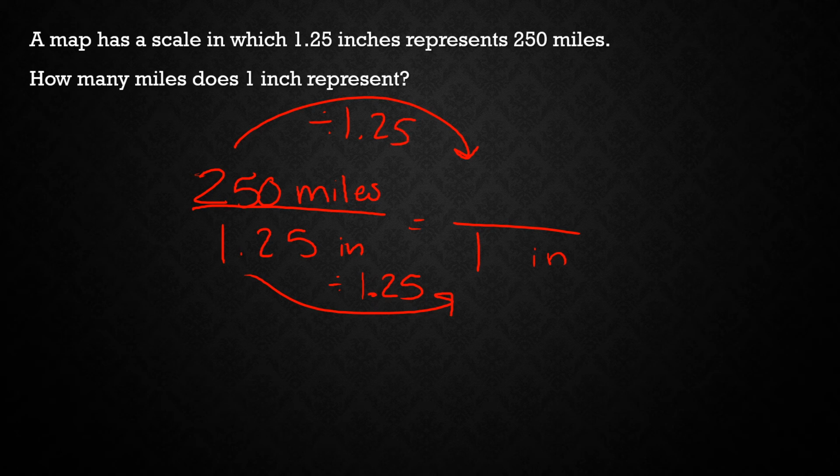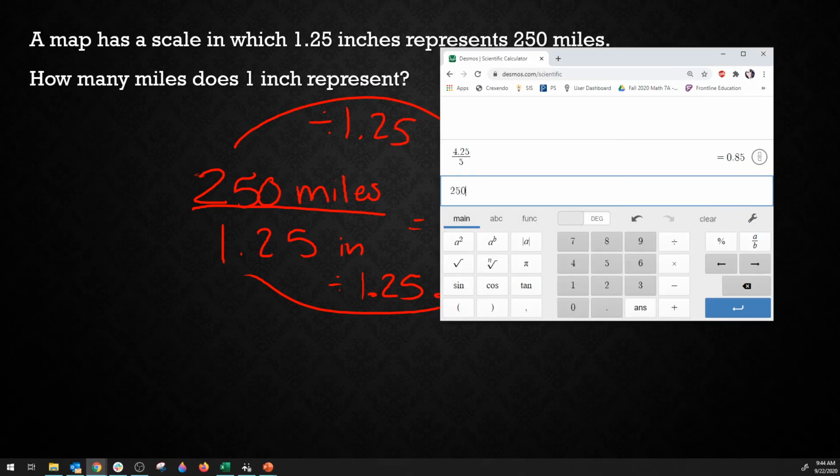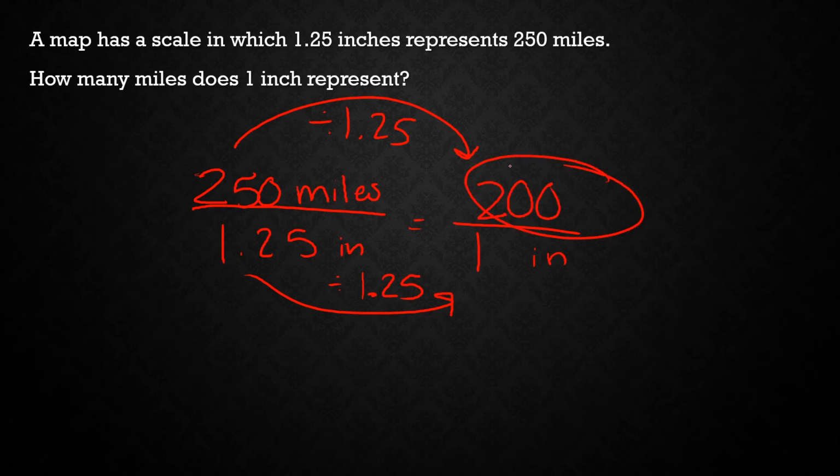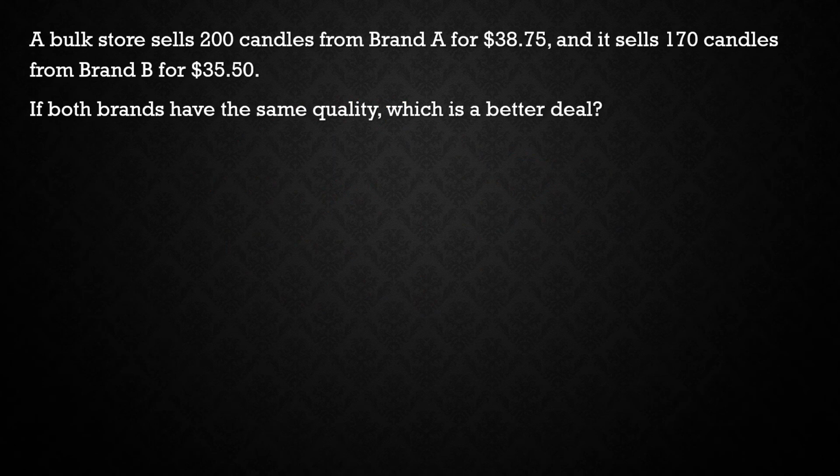Bring back our calculator to type this in. And it looks like that would be 200. So 1 inch represents 200 miles. A bulk store sells 200 candles from brand A for $37.75, and it sells 170 candles from brand B for $35.50. If both brands have the same quality, which one is the better deal?